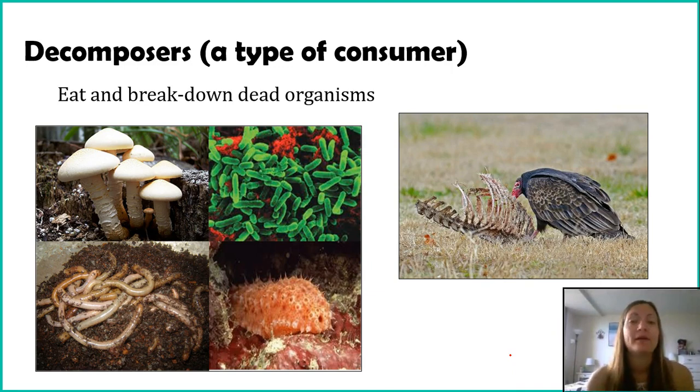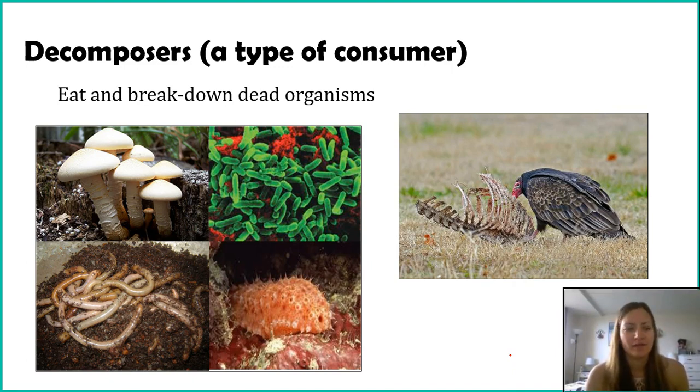Our last type of ecosystem role are decomposers. And decomposers are a type of consumer in the fact that they're not photosynthesizing, they're not taking energy from the sun, they're still eating, they're still consuming something. It's just, what they eat are dead things. So you wouldn't really classify them as an herbivore or a carnivore.